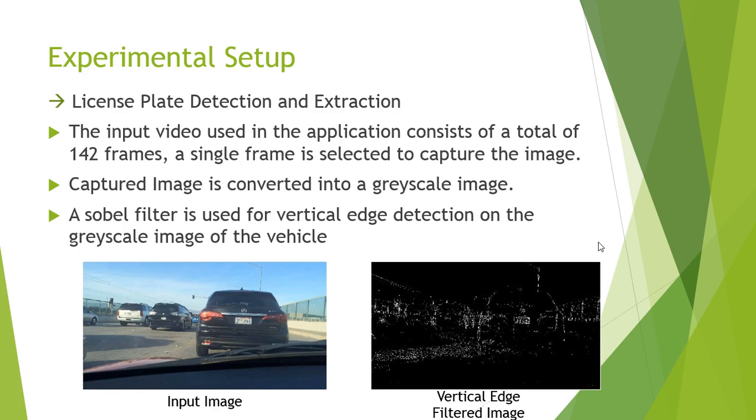Experimental setup, license plate detection and extraction. The input video used in the application consists of a total of 142 frames, and a single frame is selected to capture the image. The captured image is converted into a grayscale image, and a Sobel filter is applied on the grayscale image for vertical edge detection. Here we see the input image captured through the video, and the vertical edge detected image through the Sobel filter.